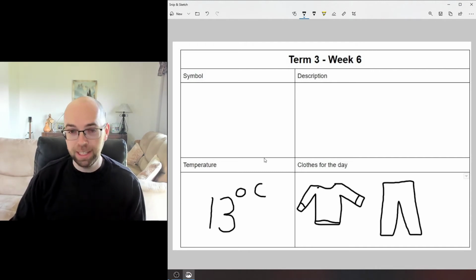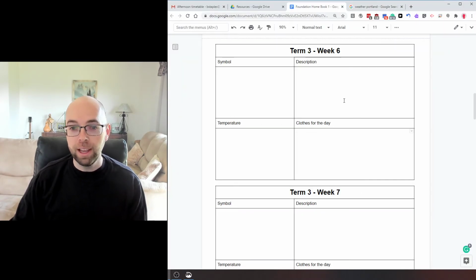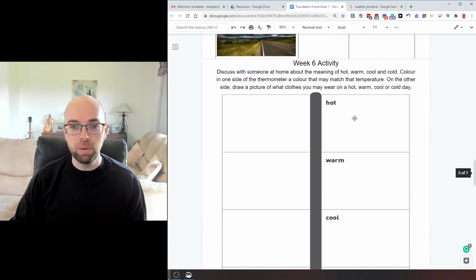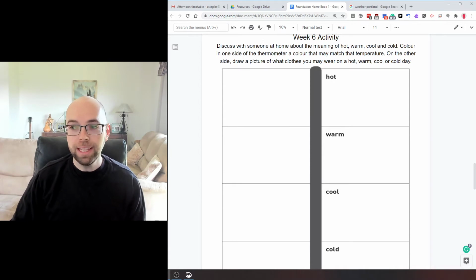Now we've got one more activity for today though. Okay, I'm going to switch over to it now. Here it is. Okay, if you go to the next page, we can see this cloud cover which you did last week. But then this week we've got one here. Now I'll read this out to you and I'll show you what we need to do. Okay, it says, discuss with someone at home about the meaning of hot, warm, cool, and cold.